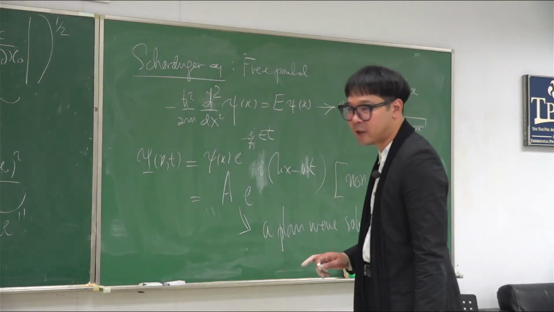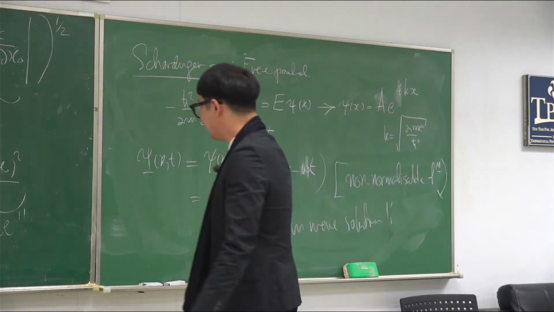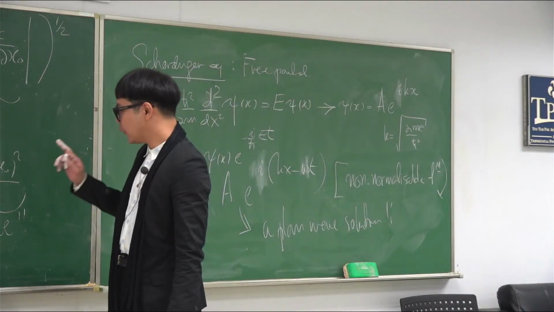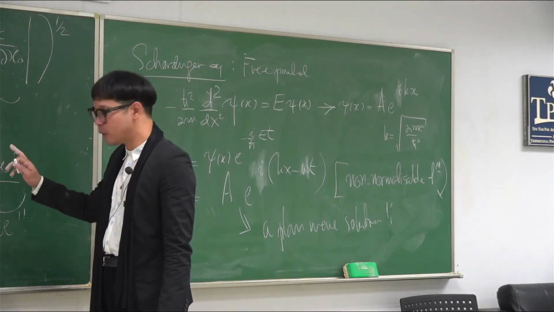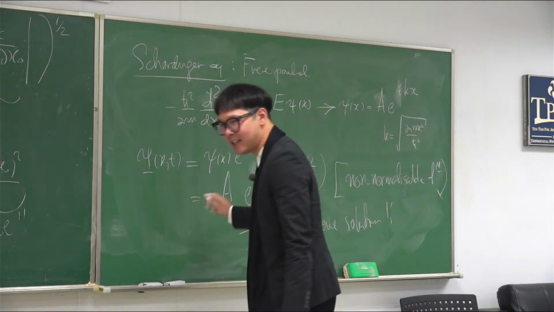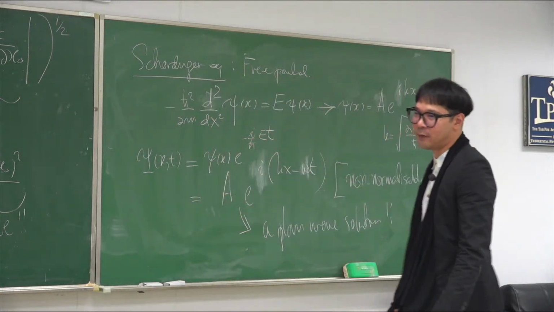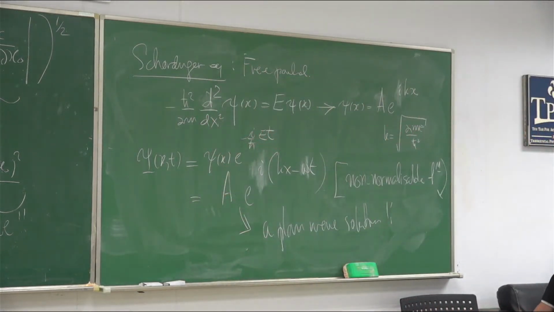We need to figure it out because it's not normalized. So we expect that we could get something like this, I think, out of that complicated equation. That is the thing. Can you see that?